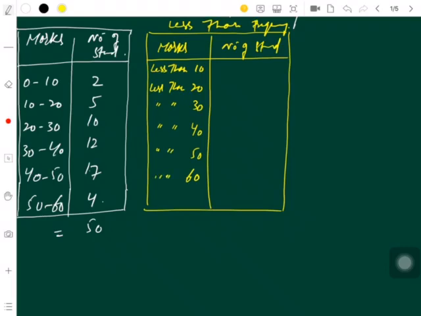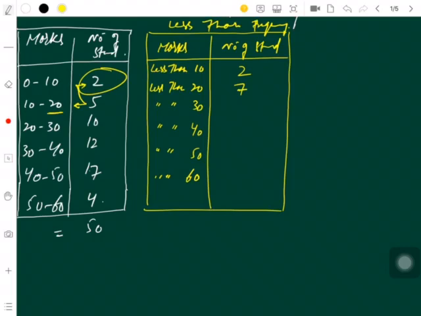Let us look into the data. What is the number of students less than 10? It is here, 2. Now we have to see less than 20. How many people are less than 20? Less than 20 is this 5 and this 2. Both this 5 and this 2. That comes equal to 7.